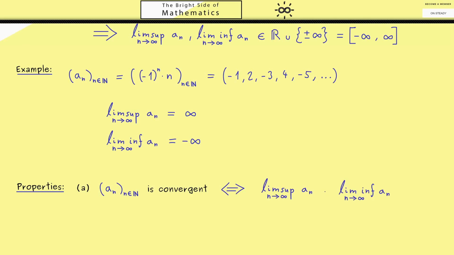Therefore, a sequence is convergent if and only if the lim_sup and the lim_inf are actually the same. And of course, they should be real numbers. This is not hard to see. If the sequence is convergent, lim_sup and lim_inf are actually the limit. On the other hand, if they are the same, there's only one accumulation value, therefore the sequence has to converge to this value.